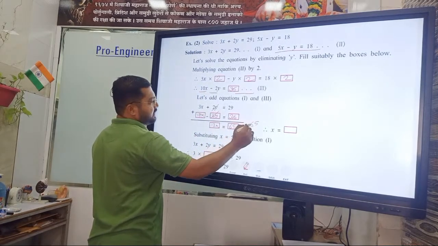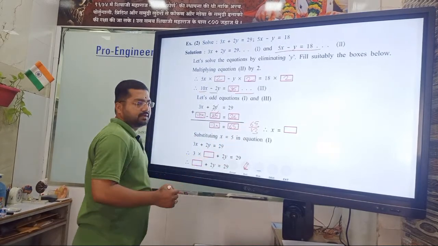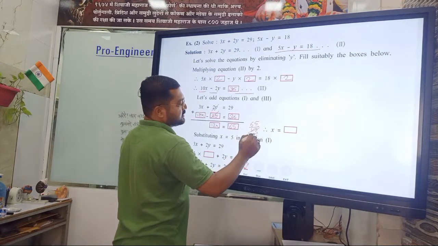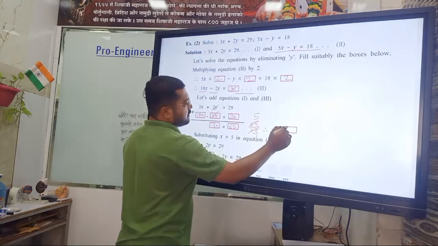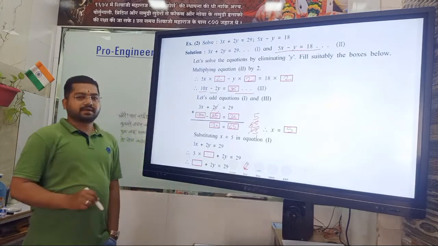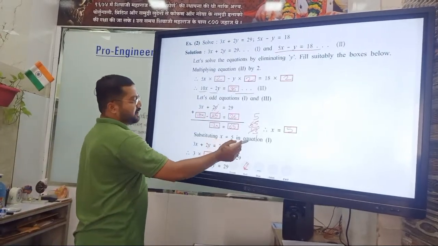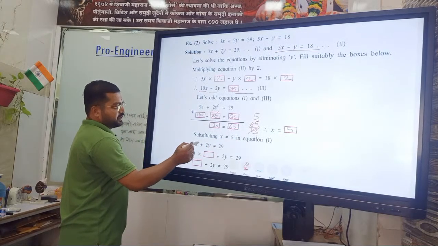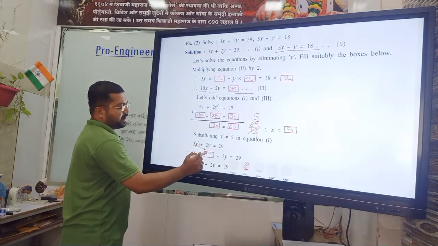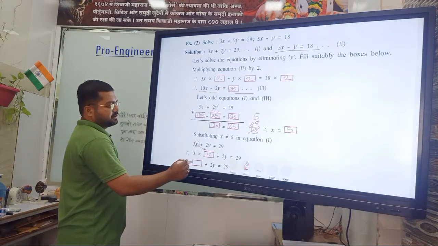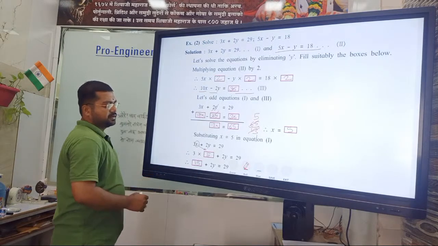So 65 divided by 13, so the answer is 5. 13 5s are 65. So x is equal to 5. Substituting x equal to 5 in equation 1. So here we have to put 5. 3 5s are 15. Yes.